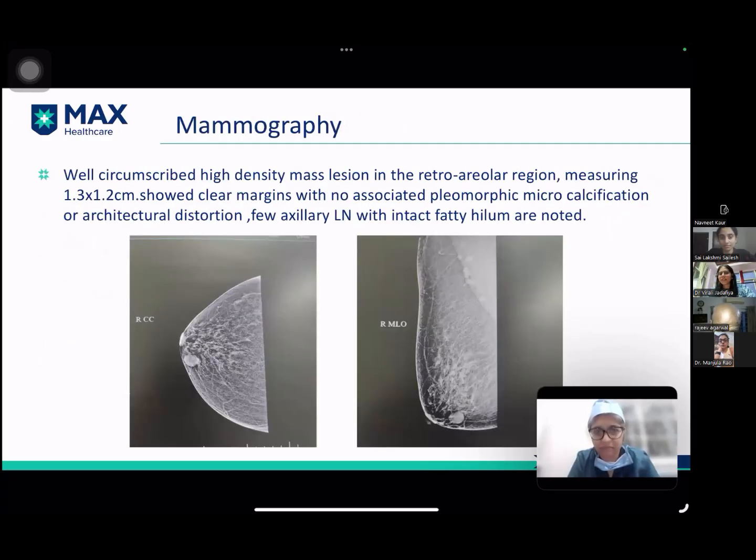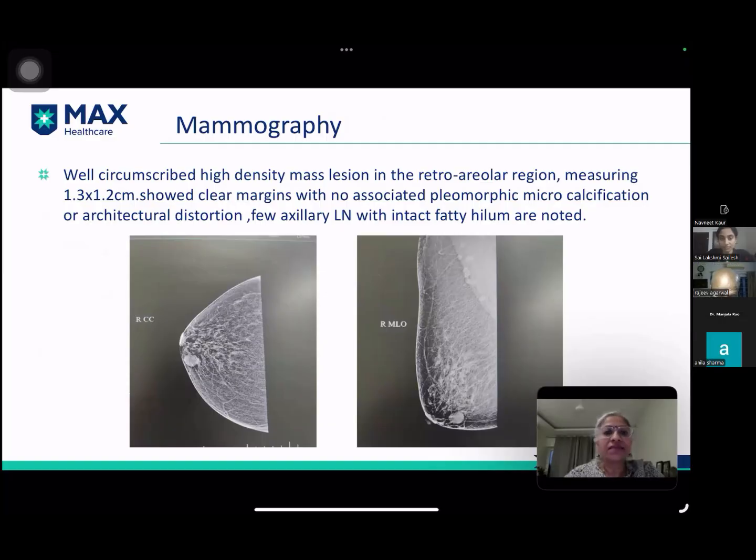Dr. Virali, yes. Her mammogram shows a well circumscribed high density mass lesion in the retroareolar region measuring 1.3 by 1.2 centimeters, with clear margins and no associated pleomorphic microcalcification or architectural distortion. There was a few axillary lymph nodes with intact fatty hilum.